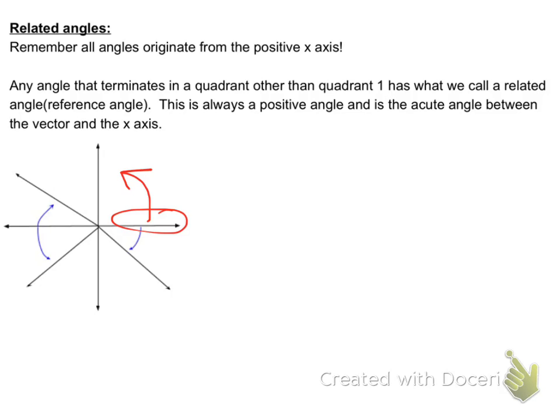Any angle that terminates in a quadrant other than quadrant 1 is what we call a related angle, and it has a reference angle to it. Those are those bluish purple things that I have on the graph. So this angle here is a reference angle to this angle. This one is a reference angle to the angle that goes all the way around to here. Granted, they're not the only way in the positive or negative direction to get there. The thing is that this reference angle is always positive, and it's always an acute angle between the terminal side of your angle and the x-axis. Very important.